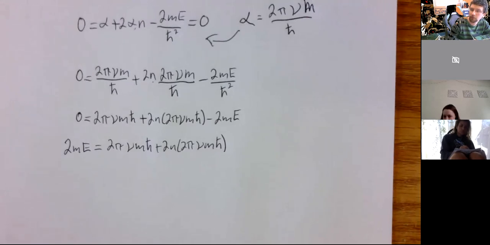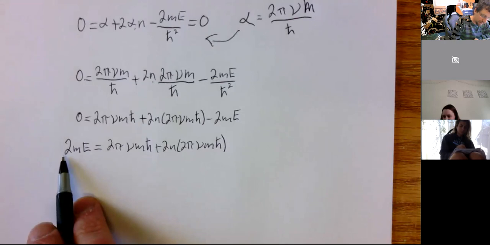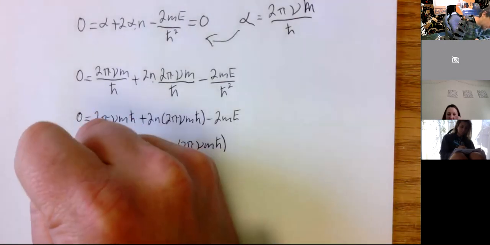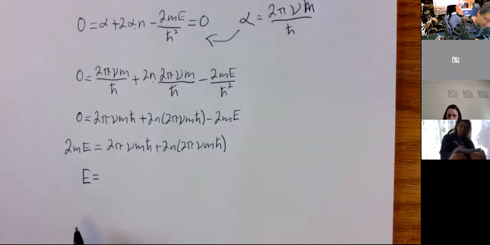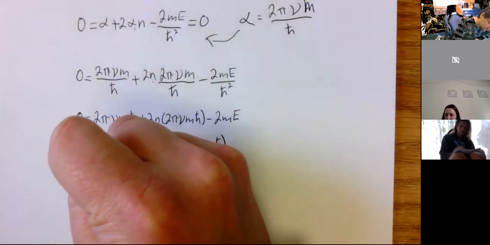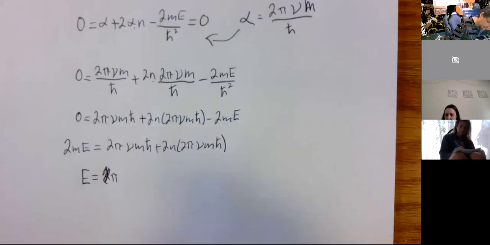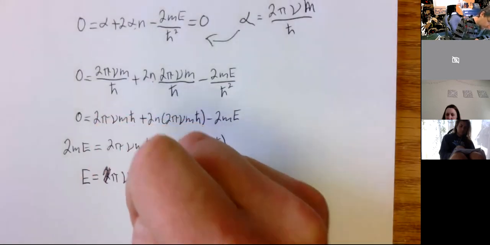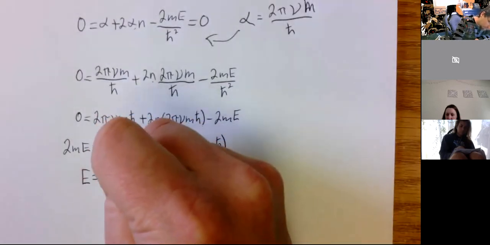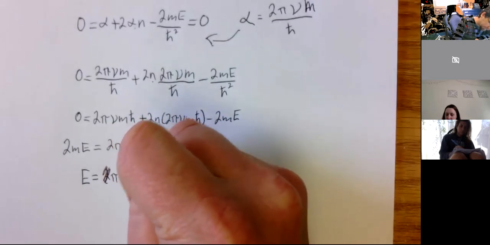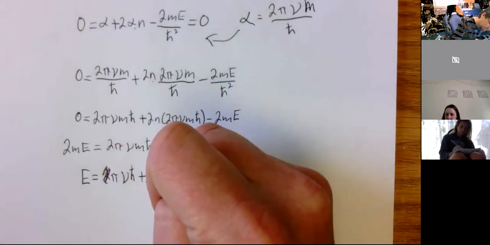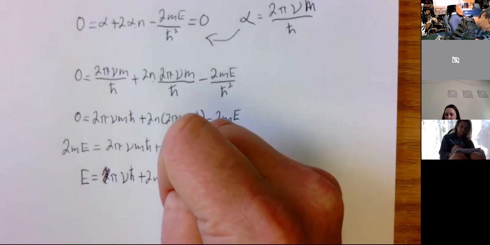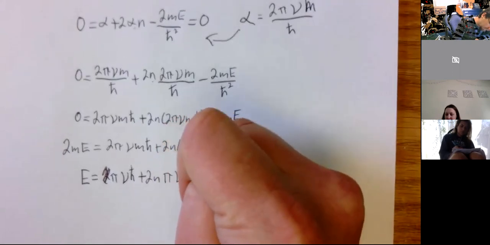Anything else you can see to make this a bit simpler? You can get rid of some 2's. Yep, get rid of some 2's. You got to move the m over as well. Yeah, we can get rid of the m also. We ditch that m and we get pi v h bar plus 2n pi v h bar.